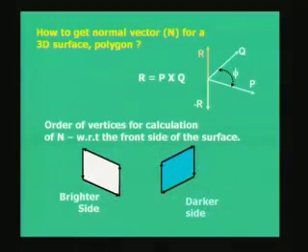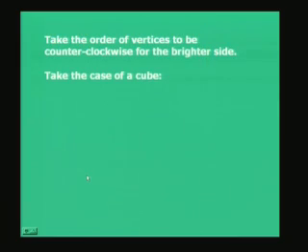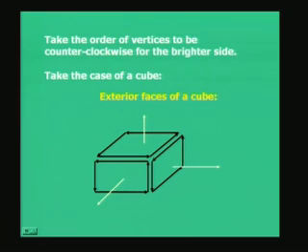So, I hope the concept which I am repeating several times is clear to you now: to compute this n, we compute the n with respect to the brighter side, and that is done by taking the order of the vertices counterclockwise for the brighter side. Let us illustrate with the help of a cube. This is what we call the exterior faces of a cube. I have taken the 3 visible faces of a cube, and these are the brighter sides of the faces of the cube.